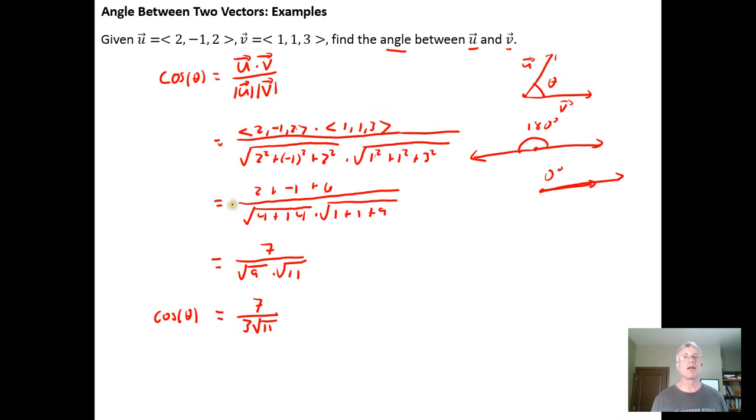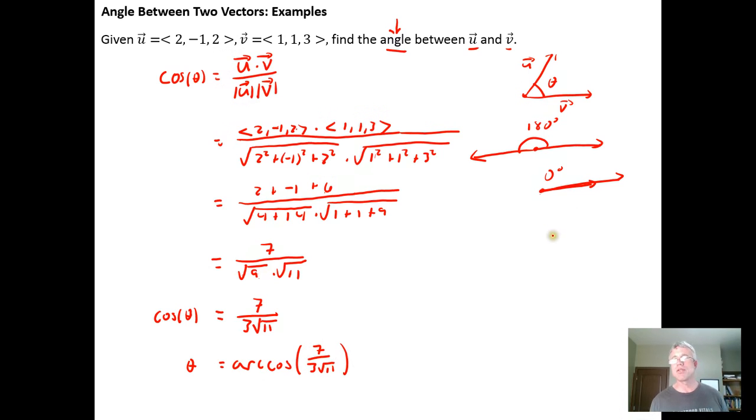That's in simplified radical form, and this is the cosine of the angle between the two vectors. So if I wanted the angle itself, which in this case is what we want to find, I would take the arc cosine or cosine inverse of both sides. And so this is the angle between the two vectors.